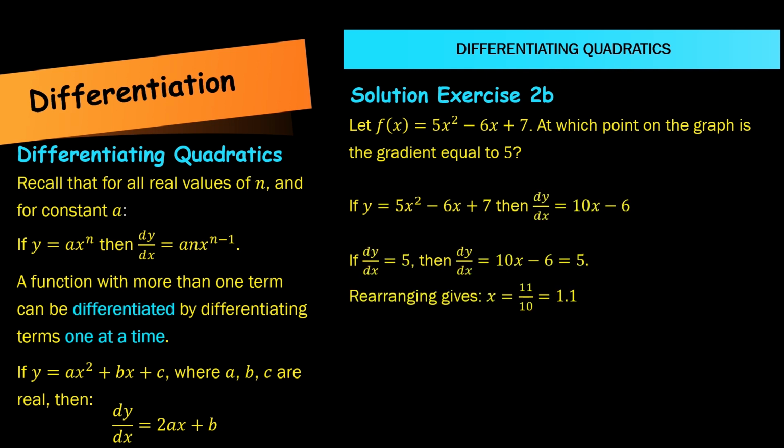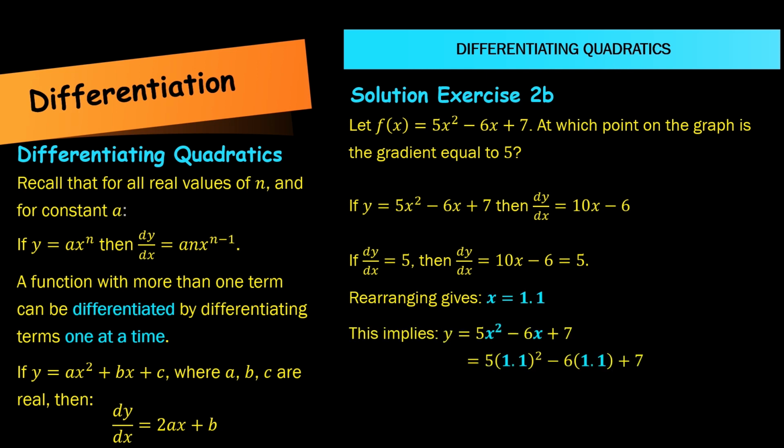If we rearrange this, it gives us that x equals 11 over 10, or 1.1. And then plugging this into our equation for y gives us y equals 6.45. So the gradient is equal to 5 at the point 1.1, 6.45.